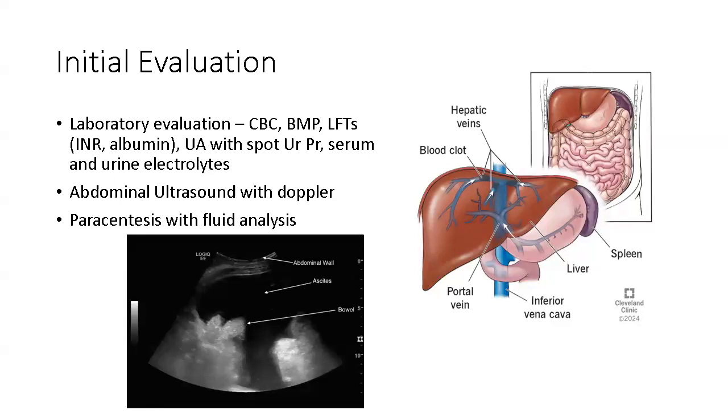And then you'll get an abdominal ultrasound with Doppler. We talked about how there are a lot of pre- and post-hepatic causes of portal hypertension, and so you really want to look at the vasculature, especially if somebody's coming in with new ascites. This is Budd-Chiari, like I was talking about, where you have clots right here in the hepatic vein. And so you're going to want a Doppler ultrasound to look for that. And then paracentesis with fluid analysis.